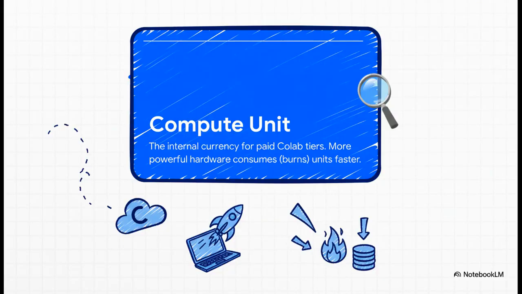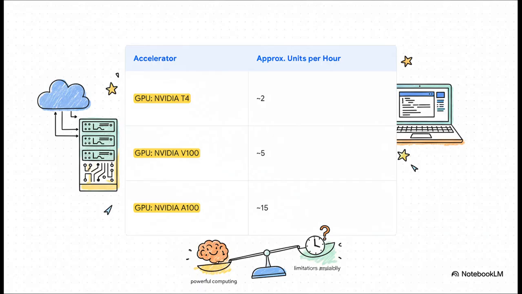Okay, so what's a compute unit? Think of it like a token at an arcade. It's basically Colab's internal currency. When you pay for a subscription, you get a bucket of these units. And every time you fire up a notebook, especially with a beefy GPU, you start burning through those units. And this chart shows you exactly how fast they burn.